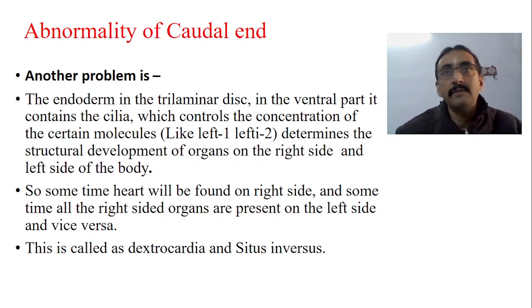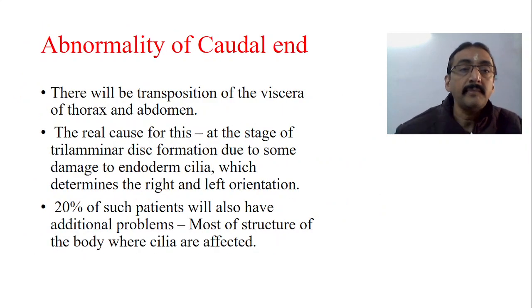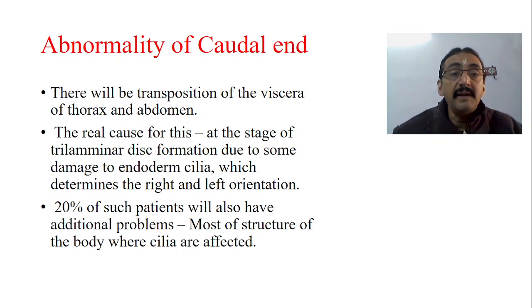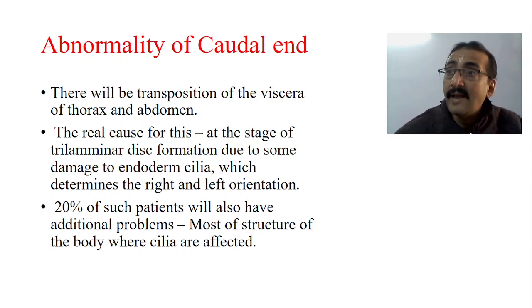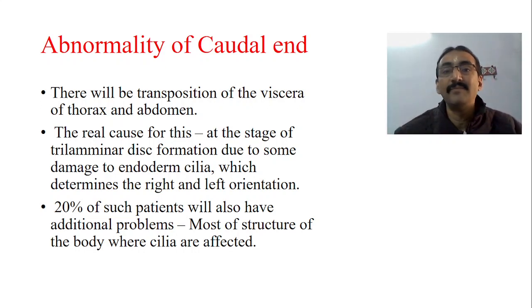If the heart goes to the right side instead of the left side, it is called dextrocardia. But if all the structures of the GIT which have to be on the right side are present on the left side, and those of the left side are present on the right side, then it is called situs inversus. Why does this happen? There will be transposition of the viscera of the thorax and abdomen. The real cause is at the stage of trilaminar disc formation, due to some damage to the cilia-containing cells present in the endoderm, which determine the right and left side orientation.